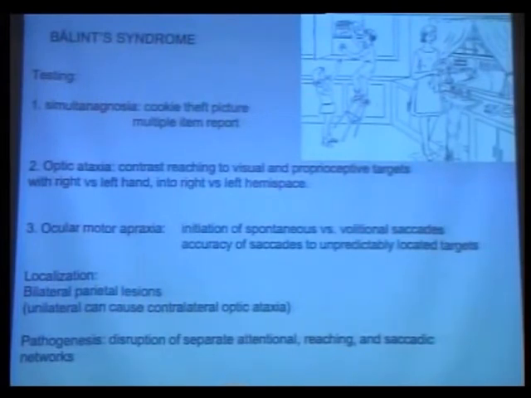Oculomotor apraxia is a little bit more tricky, probably best done with eye movement recordings, but you may be able to show that they have almost like a spasm of fixation, that they take a long time to initiate volitional saccades, where spontaneous saccades look fine. To get Balint syndrome, you do need bilateral parietal lesions. Unilateral ones can cause a contralateral optic ataxia, but most of the time it's a bilateral lesion you're going to see. And it's all about networks that are involved with attention, reaching, and saccades. These aren't exactly overlapping, so for simultanagnosia, the lesions are actually a little bit more posterior than the lesions for optic ataxia. That's why you can sometimes get dissociations.